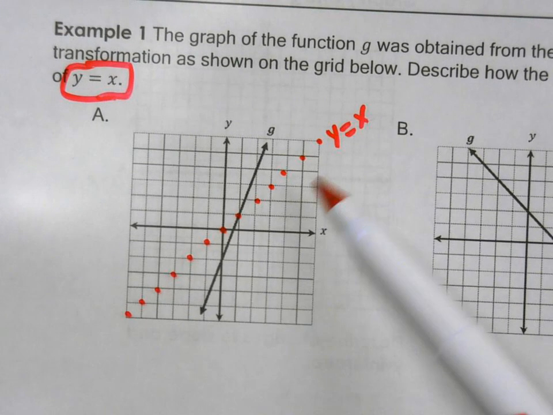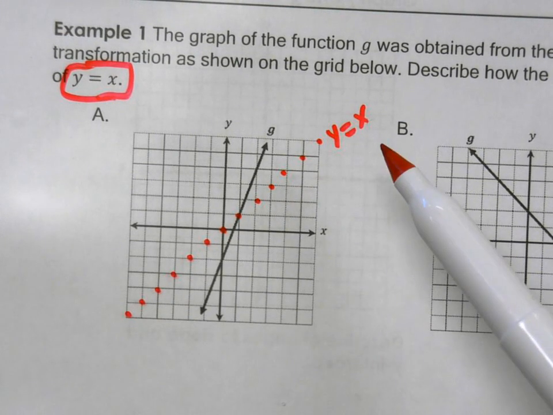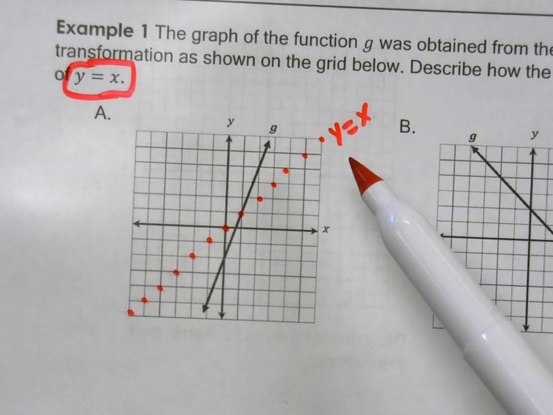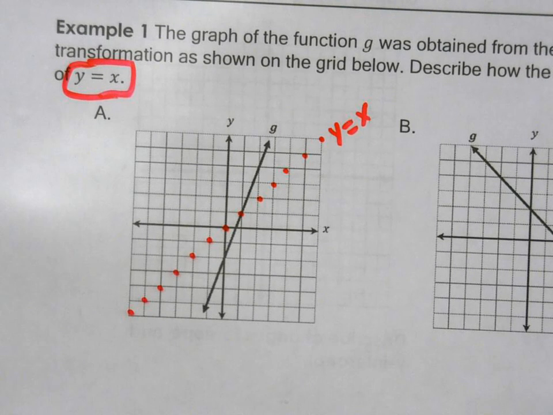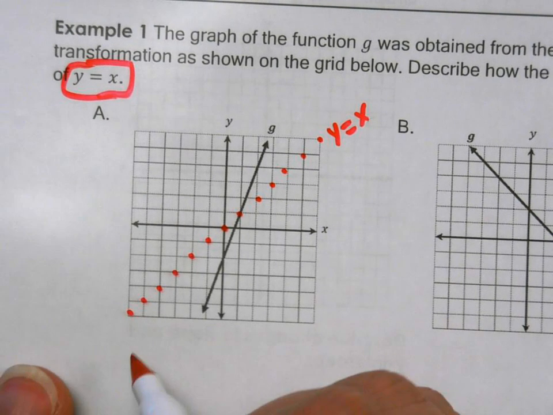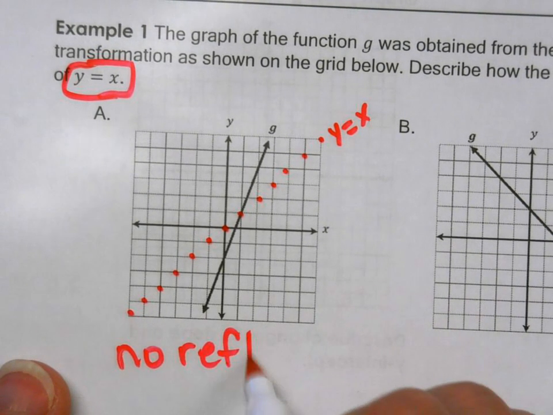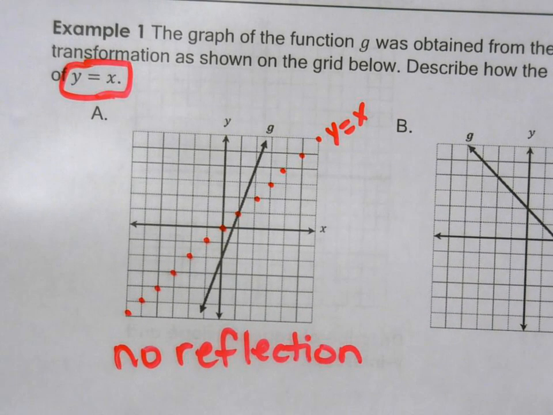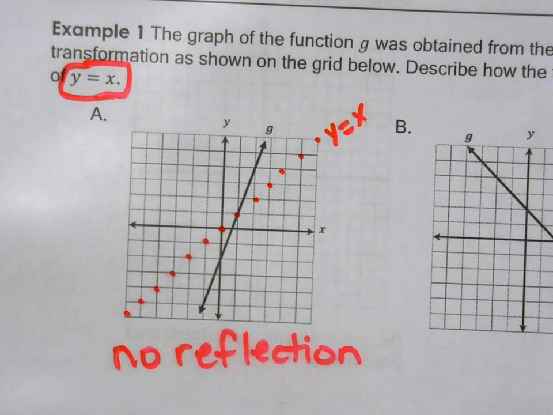So my original line has a positive slope. Did the positive or negativeness of my slope change? Is it still a positive slope? Is g still positive? So there's no reflection. So that was the first step. The second step is to check for vertical and horizontal stretch and compression.